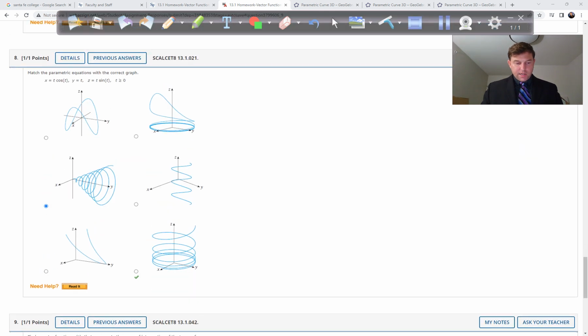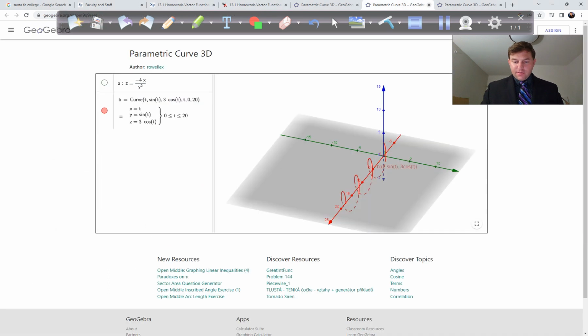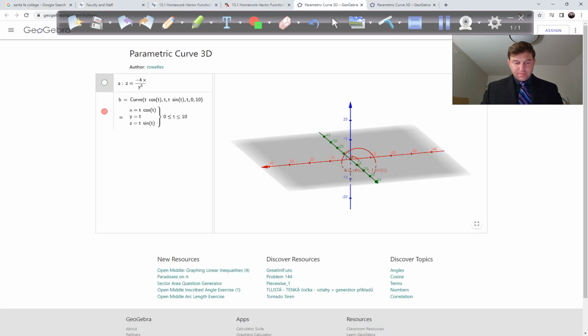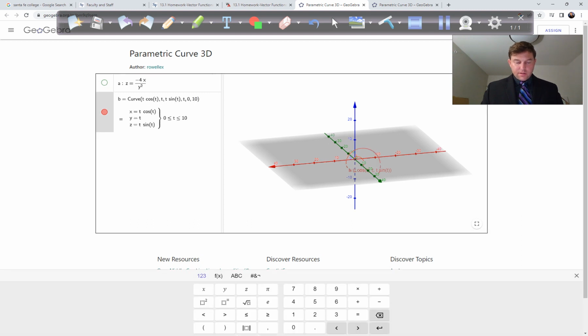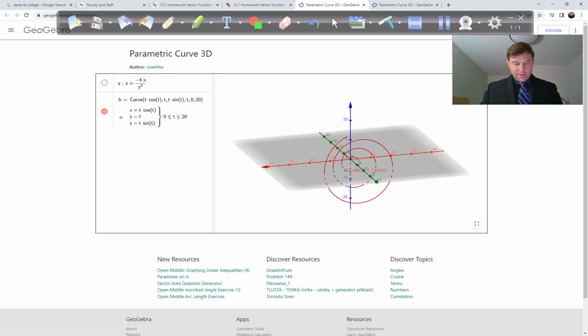Okay, so this one's kind of neat. Problem 8, same thing. So x is t cosine t, y is t, and z is t sine t. And I believe I already have that one plotted right here. So t cosine t, t sine t, t is your variable. Let's try 20 again. I like how it gave us more points last time. So you can see how it updates. X is t cosine t, y is t, z is t sine t from 0 to 20.